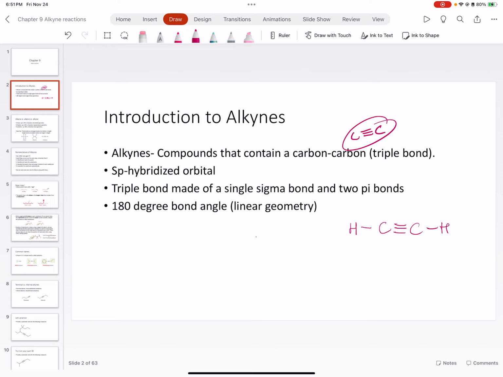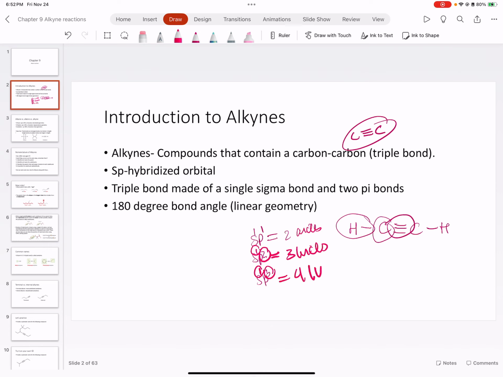For example, we have sp, sp2 and sp3. For this carbon, I'm talking about the number of separate bonds, so I have 1, 2 separate bonds around it, so it will be sp, since I think about it as 2 bonds, or 2 circles. Let's say circles instead of bonds. For sp2, I think about it as 1, 2, 3 circles. Then here I have 4 circles.